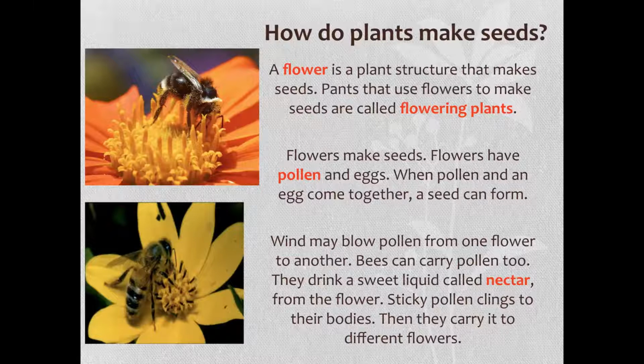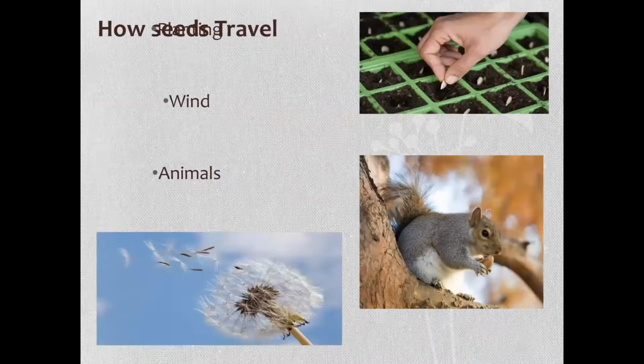Wind may blow pollen from one flower to another. Bees carry pollen also. They drink a sweet liquid called nectar from the flower, and the sticky pollen clings to their bodies. Then they carry it to different flowers, and thus pollination happens. Seeds also travel and move around in various ways, and we call that seed dispersal.